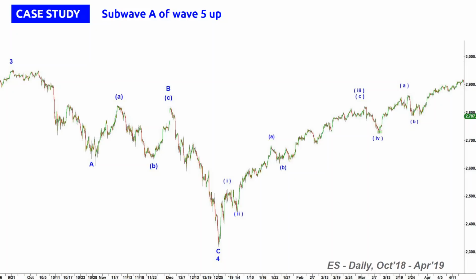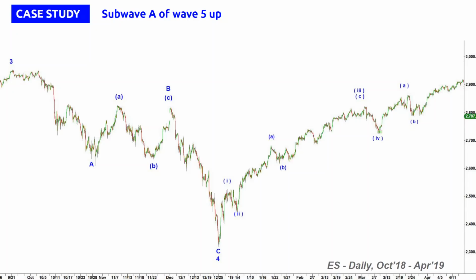This is another very interesting point I'm going to make. This is the ES daily chart, covering the period from October 18 until April 19. Why am I showing it to you now? Because in 2018, we got a similar drop, which was also structured as A down, B up, and C down, and it bottomed on the 20th of December 2018.